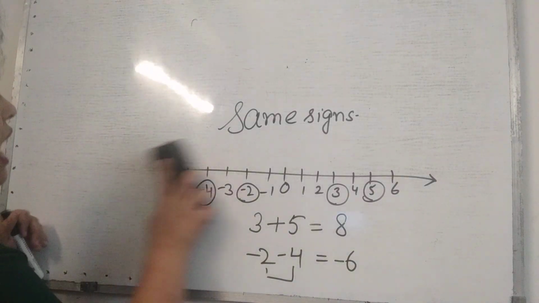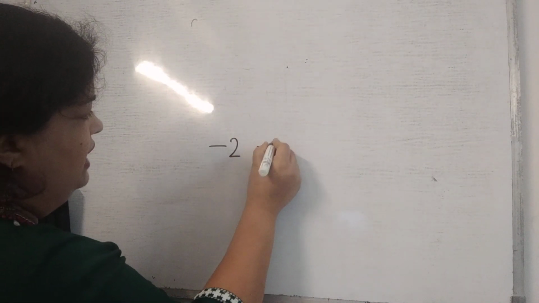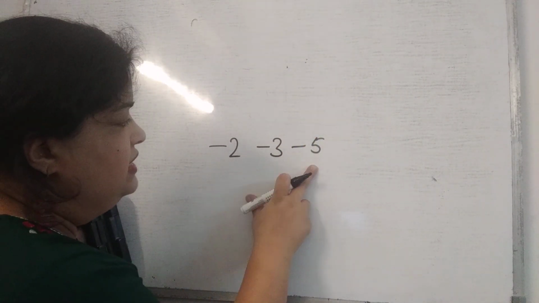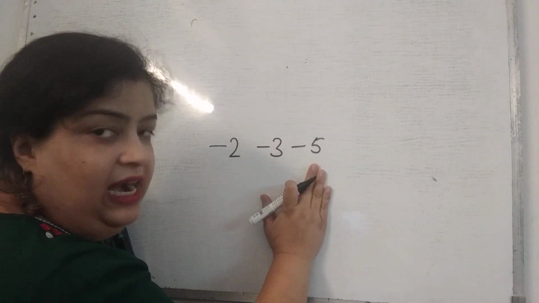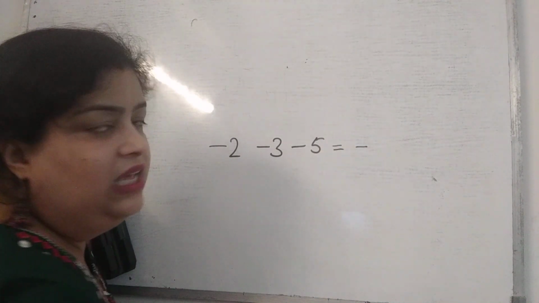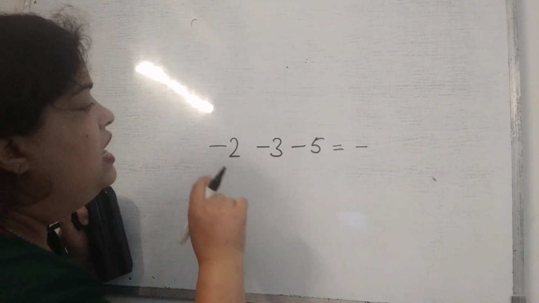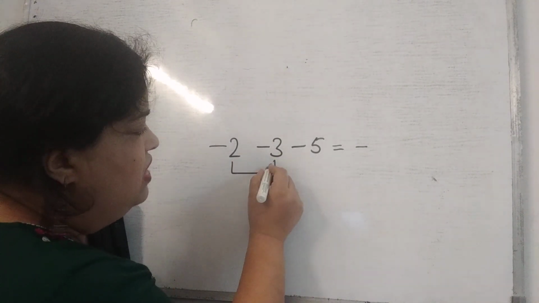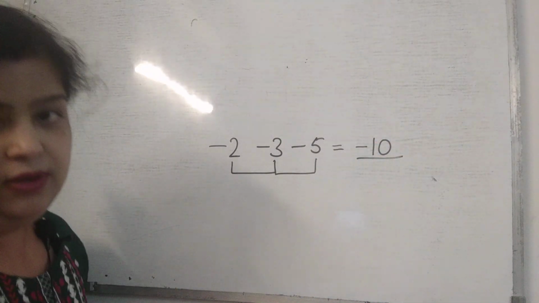Okay, and now I am taking more than two integers like minus 2, minus 3, minus 5. Here you can see every integer has a negative sign. It means these are negative integers, and you will add them and put a negative sign in the answer, because when you add negative integers, the answer is also negative. 2 plus 3 is 5. 5 plus 5 is 10. Answer is minus 10.